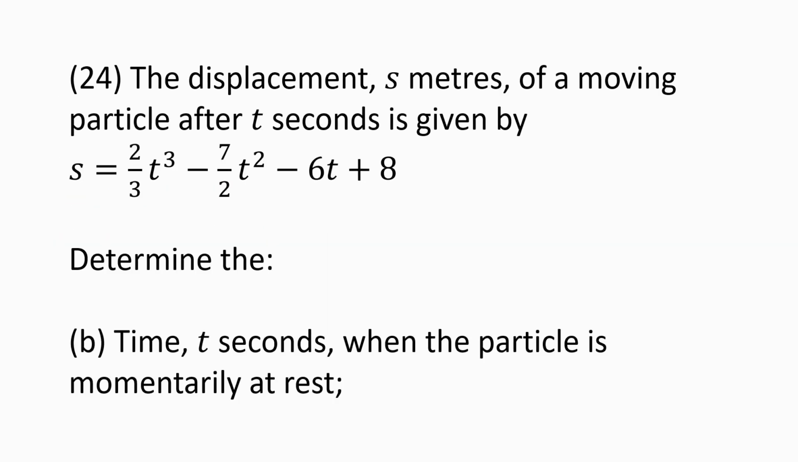Part B, determine the time t seconds when the particle is momentarily at rest. So remember the anchor equation is S equals 2 over 3 t cubed minus 7 over 2 t squared minus 6t plus 8. And in part A, we obtained the velocity function as 2t squared minus 7t minus 6. So we need to find the time t seconds when the particle is momentarily at rest.